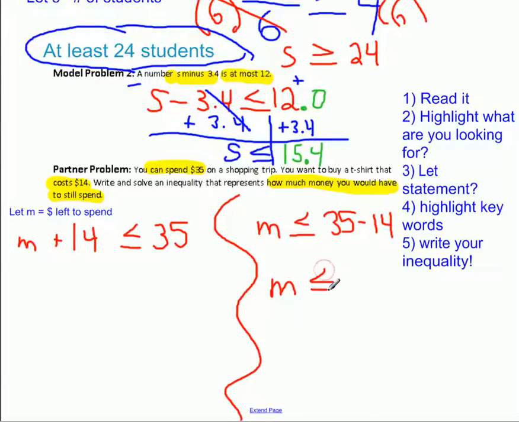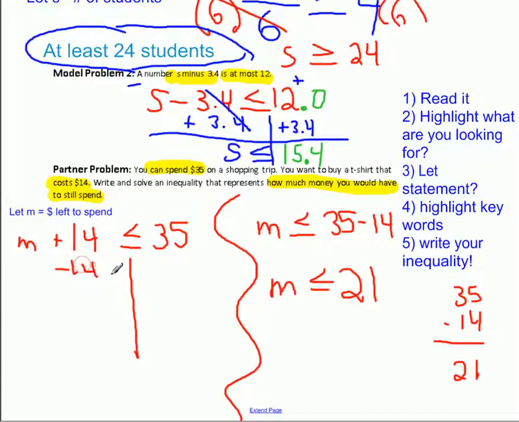I would just do 35 minus 14, and on the side, I'm going to write it vertically so I can see it. 5 minus 4 is 1, 3 minus 1 is 2. So I have, at most, $21 left to spend. If I had to do it this way, I would do minus 14 on both sides. And look, oh, the same answer. That's crazy.